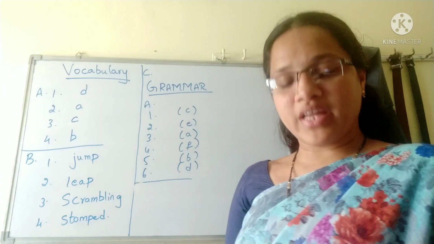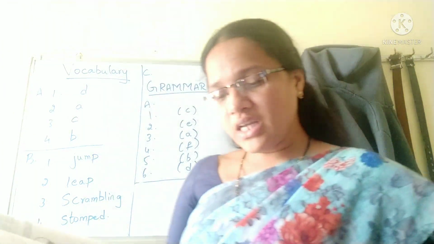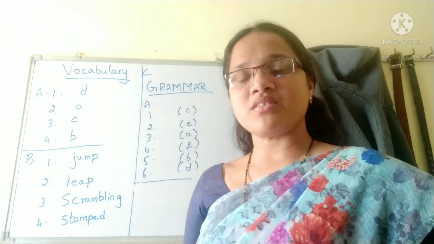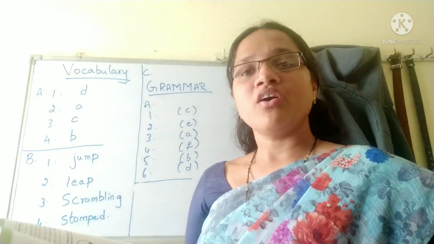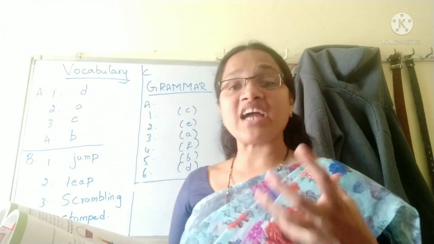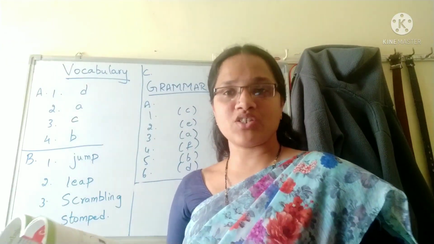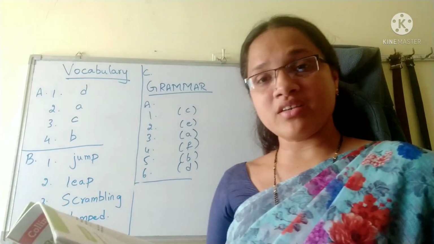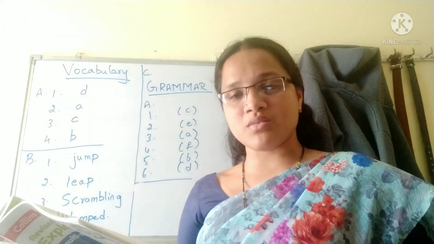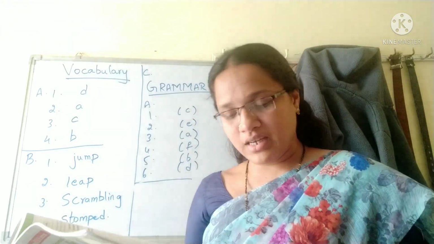Yes. Coming to the next part, B part, circle the correct verb in each sentence. So you know what verbs are? Yes. What are verbs, children? We are learning from the beginning now. Verbs are nothing but action words which show action. Yes or no? Yes. Now let us spot them out. How to spot them? You have to circle them. So you have to search for it and circle it.